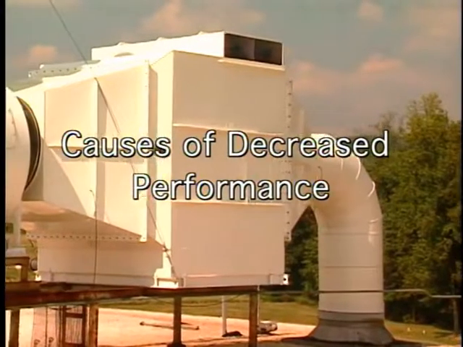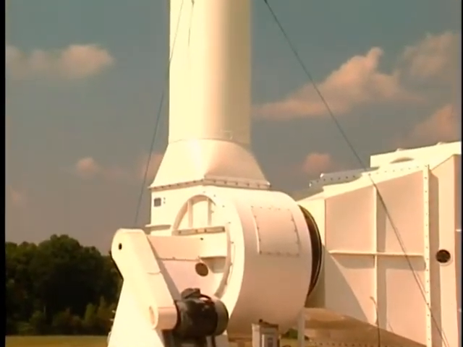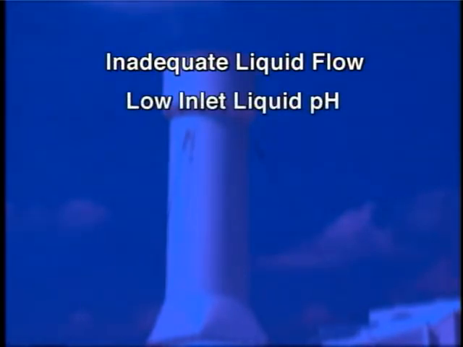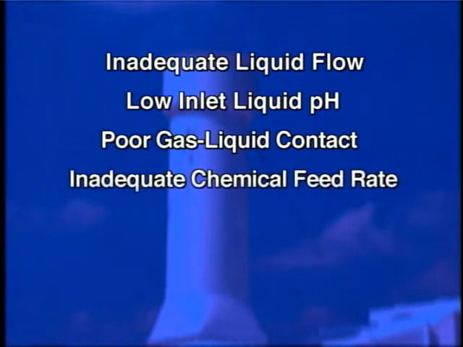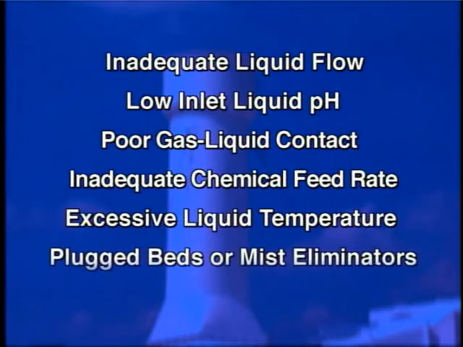There are several operating problems that can occur in absorption systems. The most common of these include the following: inadequate liquid flow, low inlet liquid pH, poor gas-liquid contact, inadequate chemical feed rate, excessive liquid temperature, plugged beds or mist eliminators, and corrosion.